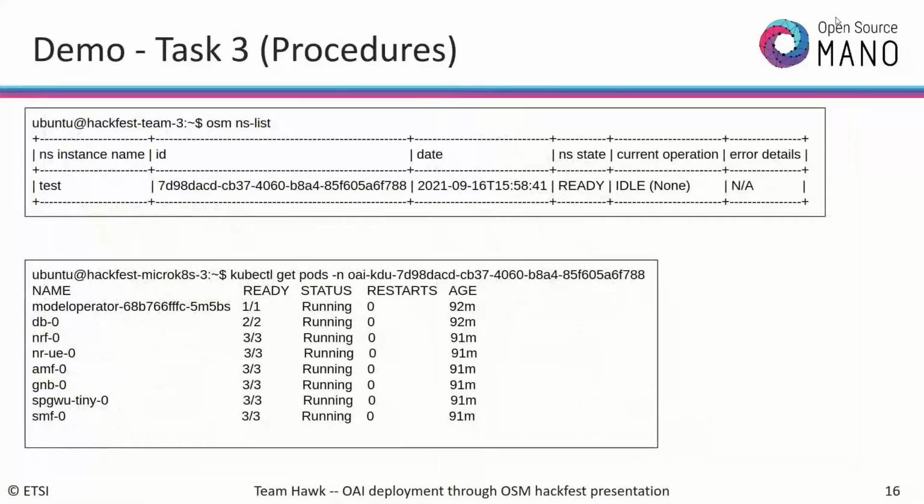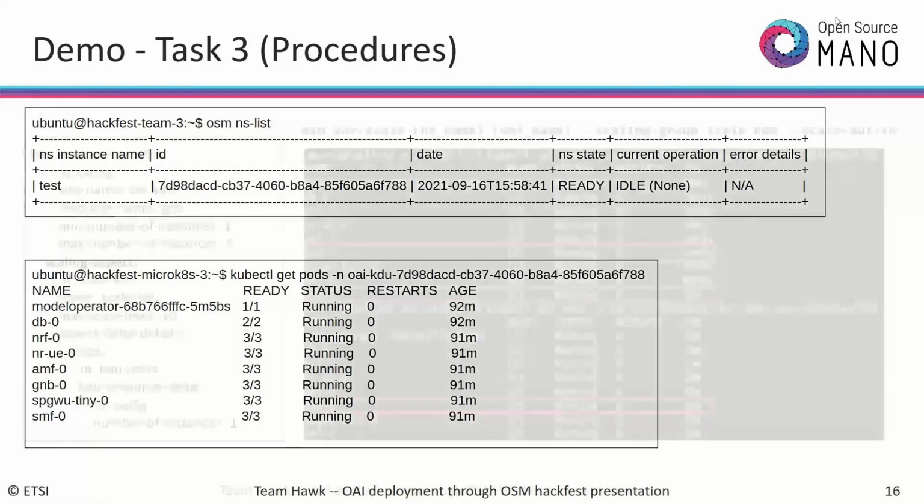Okay, here we show that once we instantiate the network service, we execute OSM network service list, and we see that it is deployed without any problem. And then when we list all the pods that were deployed, we can see that all of them are running and all of the containers are deployed. Next. Okay, next one.